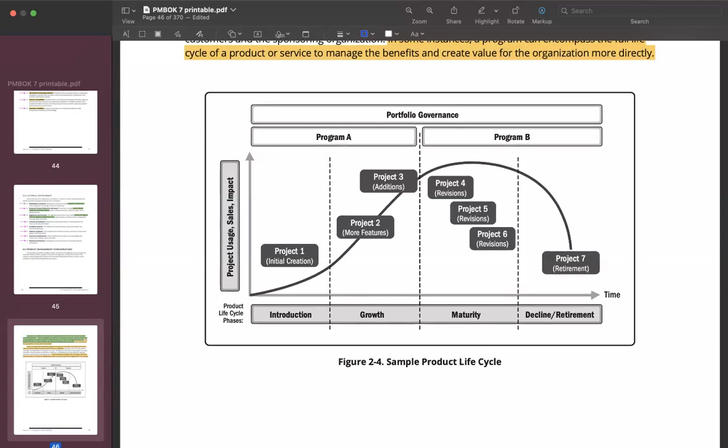So once program A is over, they moved on to program B, and in program B they did further revisions, and finally when program B was over, they retired the product. So basically projects can span through the life cycle of a product. Products can be a part of a program, and multiple programs can make up a portfolio as well.